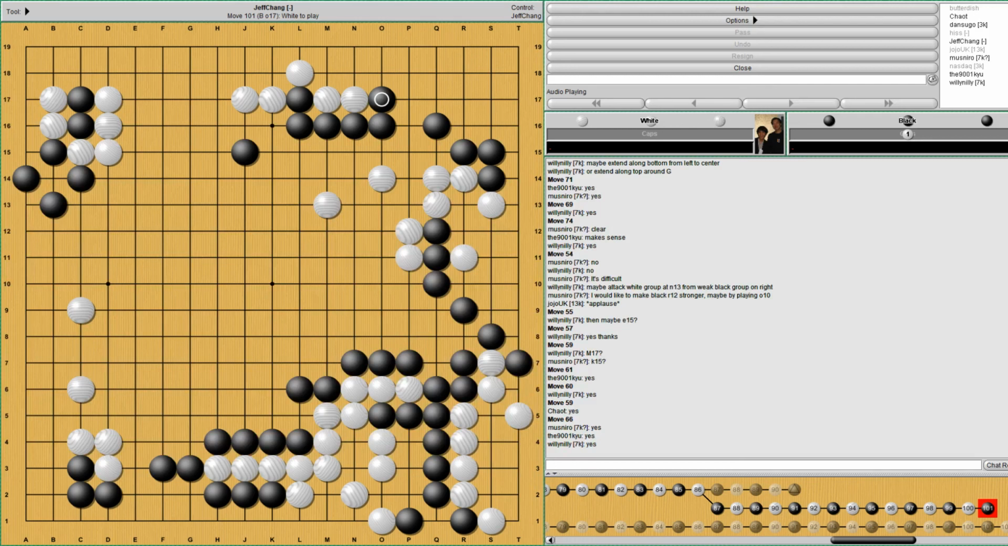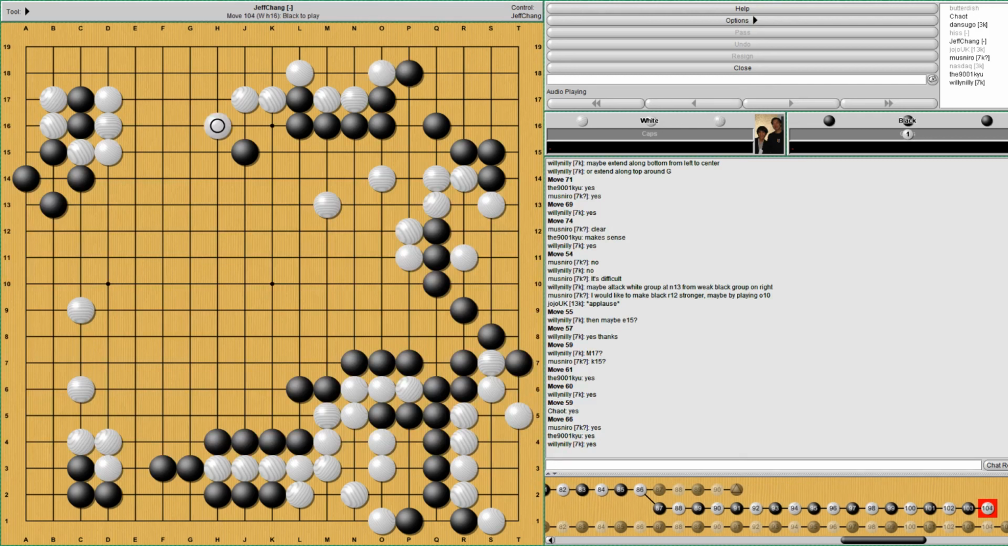So as a reaction, white just hanes and Kosumi here, to prevent black's attachment. Okay, now you can see on the whole board, basically the big spots have all been played, right? There's nothing specifically big. All right.